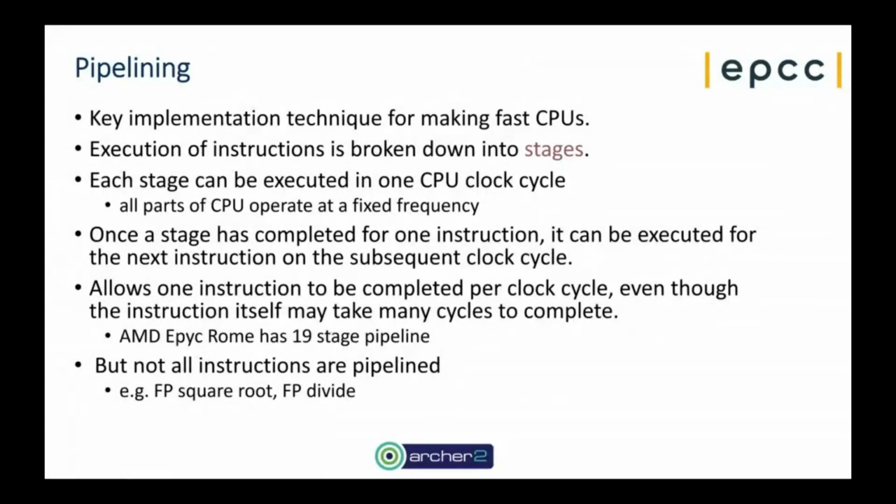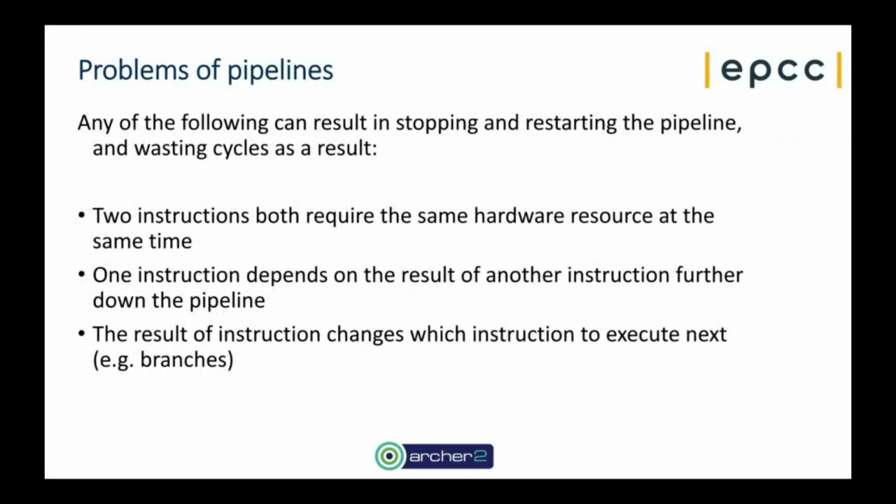There are some restrictions to these, so not all things will fit nicely into these pipelines. Things like floating point square root and floating point divide will not necessarily pipeline easily, so they can have a performance impact because they break this pipeline. They mean you can't have these 19 instructions in flight at once, so they can reduce your overall efficiency because your pipeline drains down, you've got less work coming through, and these kinds of things. So there are a bunch of instructions which can impact performance.